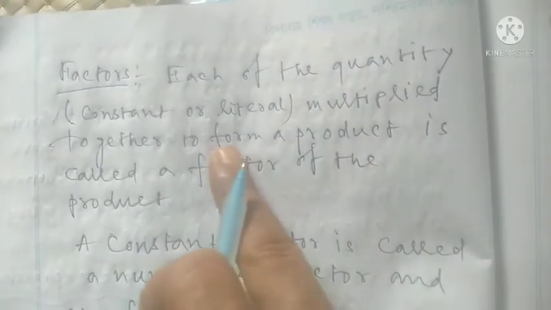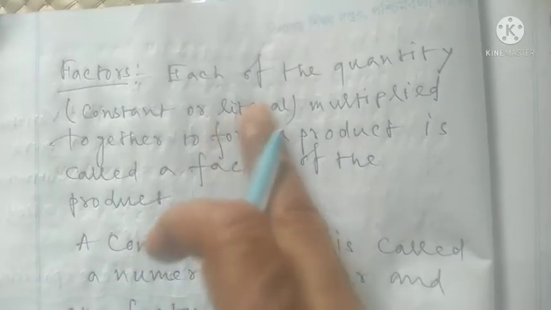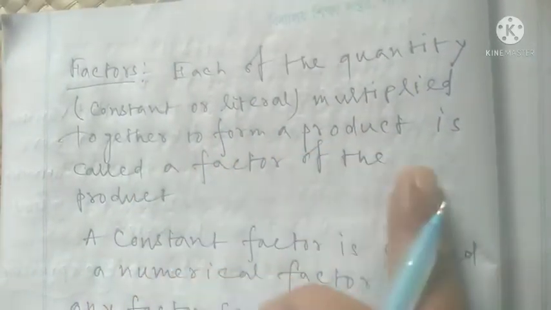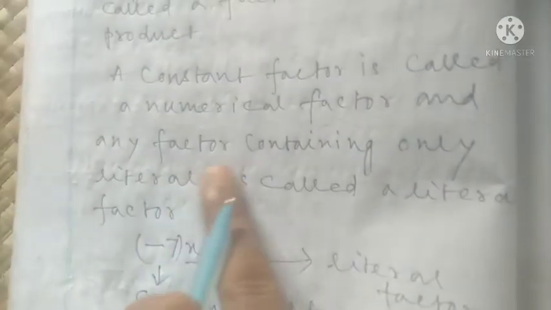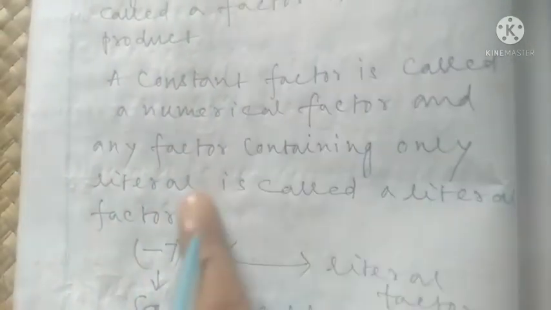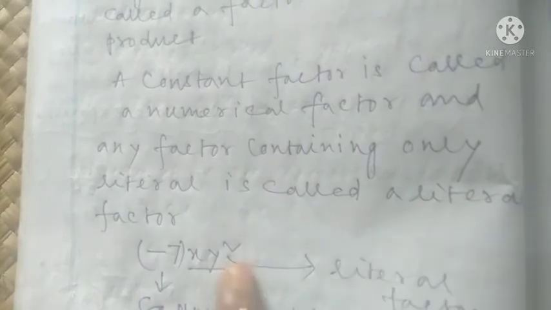Okay, so what is a factor? It is a very important point. Each of the quantities multiplied together to form a product is called a factor of the product. A constant factor is called the numerical factor, and a factor containing only literals is called the literal factor.